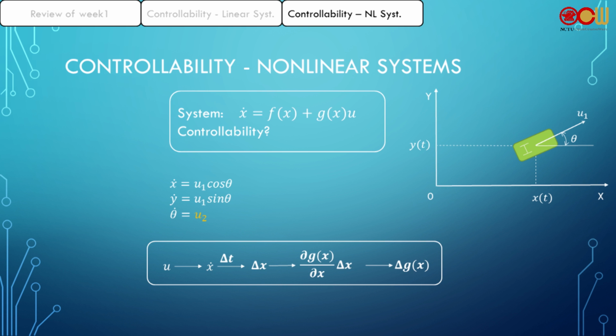And as time goes, this x will be integrated, so the x will be different from the previous time. And this x can change g(x) in time. So g(x) is not constant. So this control u can change x, can change f, and can change g. Everything changes. So it's very complicated.